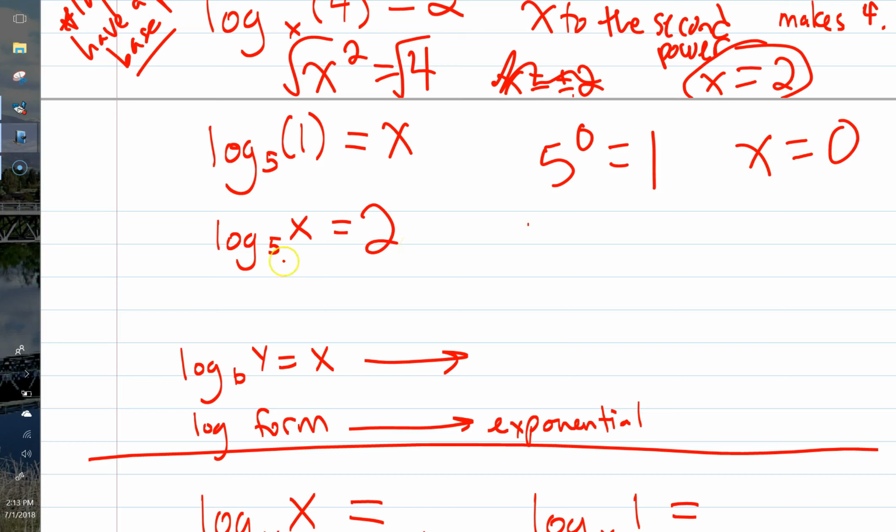And last, what do we do if the 5 and the 2 are known, but the x, the result, is what we don't know? It's actually easier. Log base 5 of x equals 2 sounds scary, but what's our base? 5 to what power? The exponent was on the outside there, equals the result x. X is what? X is about 25.